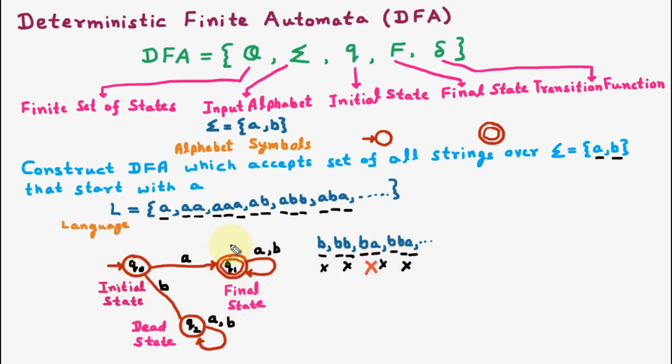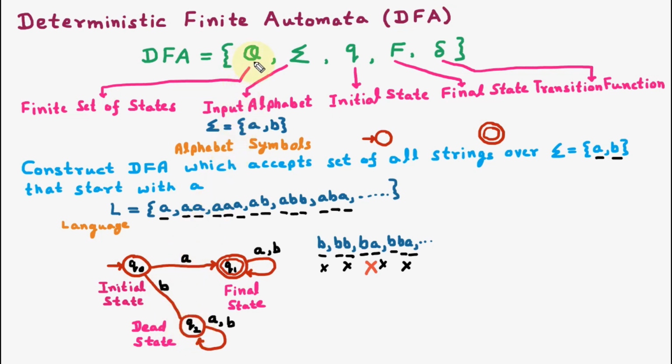So this DFA is now constructed. Here we can see that on every state we have addressed A and B, which are the input symbols. On Q0, if A comes, we go to Q1, and if B comes, we go to Q2. On Q1, if A or B comes, we come back to Q1, and on Q2, if A or B comes, we come back to Q2. So this DFA is now complete. It will accept all the strings which start with A and reject all the remaining strings.